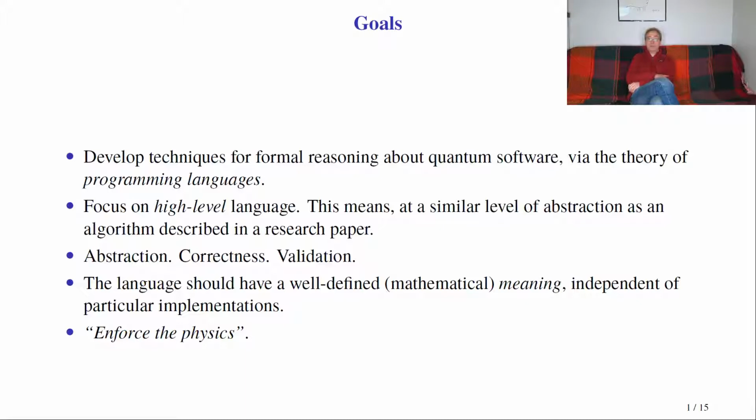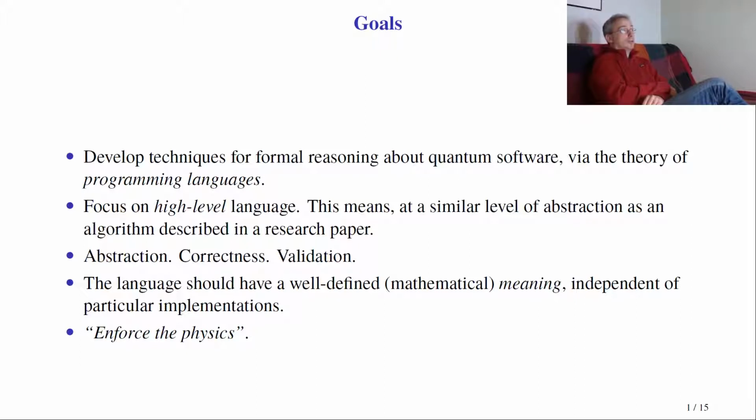In this talk, we want to focus on high-level languages, and by a high-level language, I mean a language in which an algorithm can be described at a similar level of abstraction at which the algorithm would normally be described in a research paper. Formal methods are even more important in the quantum setting than in the classical setting because basically you can't debug a quantum program. It is not possible to just stop a quantum program in the middle of the computation and examine its state. So formal verification is perhaps the only way to ensure the correctness of quantum software.